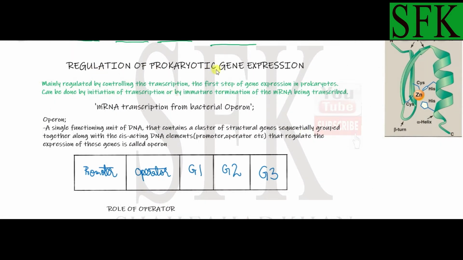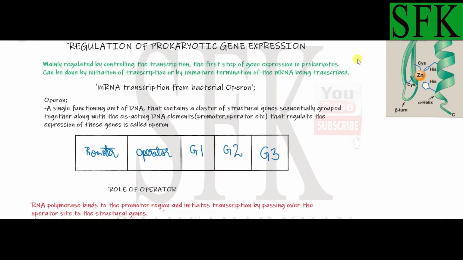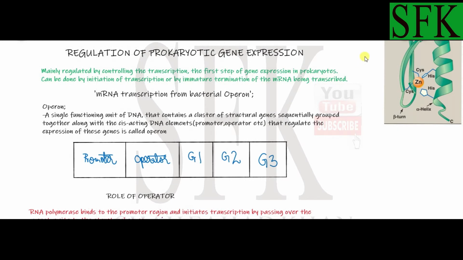how does the regulation of prokaryotic gene expression work? As I told you earlier in the previous lecture, prokaryotes can only regulate gene expression by regulating transcription. Because in prokaryotes we know that post-transcriptional and post-translational modifications do not occur. So the only way of regulating gene expression is by the regulation of transcription.